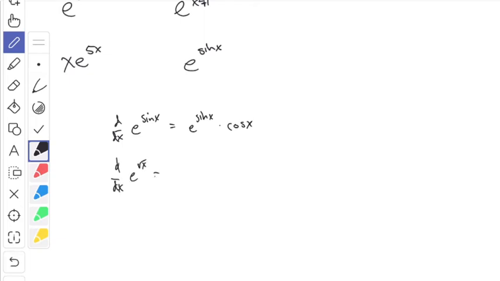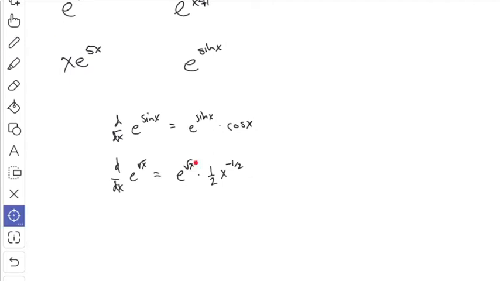Okay, let's try e to the root x. Someone want to shout it out? What did you get for that? e to the root x times 1/2 x to the negative 1/2. Great. This root x, you realize, is x to the 1/2, and then you take the derivative and you get 1/2 x to the minus half.